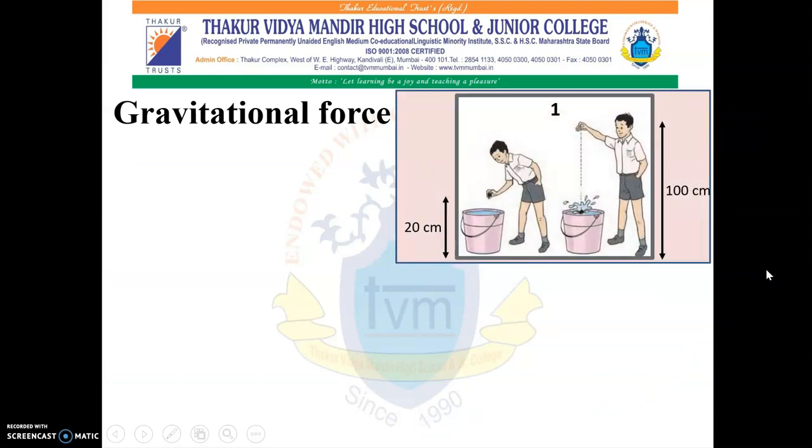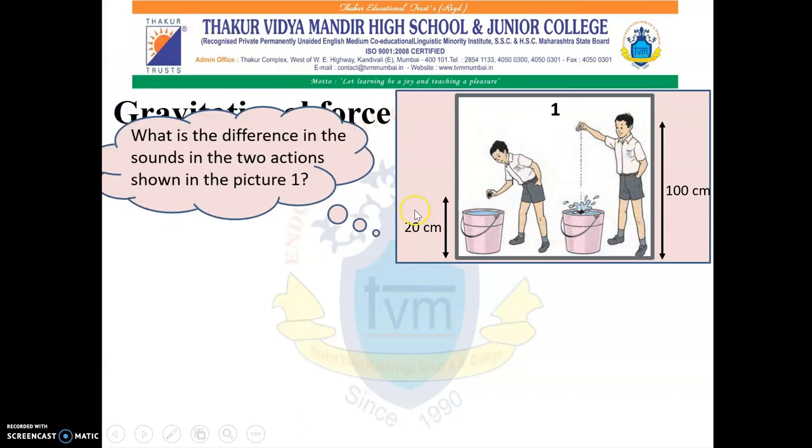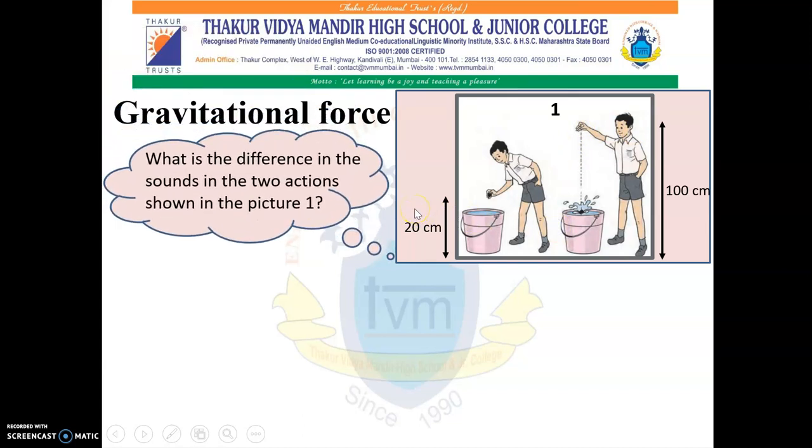Now, in this picture, you can see a boy is dropping a stone in a bucket which is full of water. Initially, the boy is dropping the stone from the height of around 20 centimeters. Then, the boy is dropping the stone from the height of around 100 centimeters. Now, what is the difference in the sounds in the two actions shown in this picture?